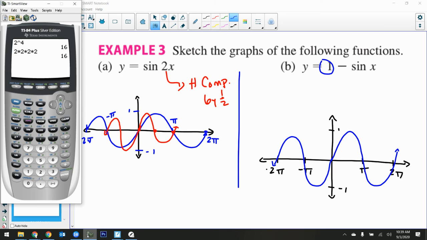I always like to, let's do this in our calculator real quick, because it's interesting to point out, what do we do first? Do we do up one, then reflect? Or do we do reflect, then up one?